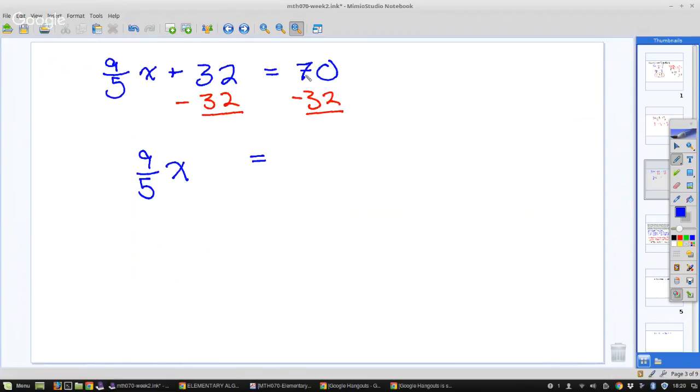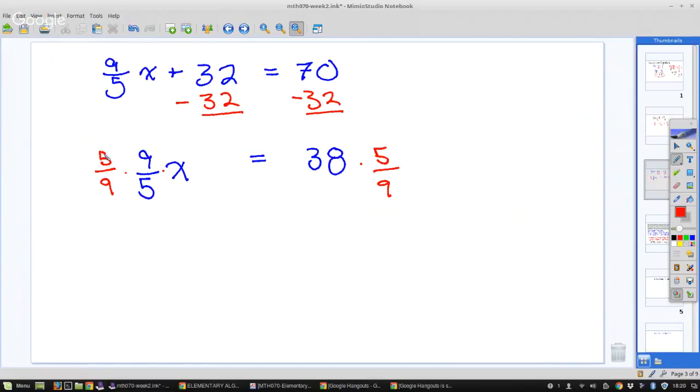On the other side, I have to consider what is 72 minus 32. So let's see, 72 minus 30 would be 40. Take away another 2, I get 38. Now, a couple of ways to look at the next part here. Either I can break this multiplication by dividing by 9/5, or I could multiply by the reciprocal. I'm going to go for multiplying by the reciprocal. So I'm going to multiply by 5/9 on this side.